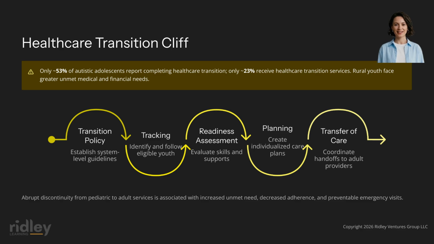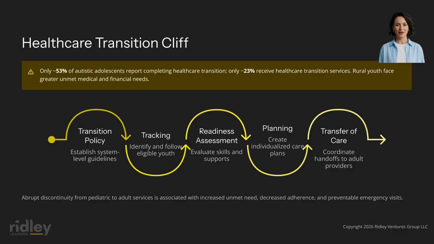The analogous construct in healthcare is the transition cliff, which refers to the abrupt discontinuity that autistic youth experience in moving from pediatric to adult services. This discontinuity is associated with increased unmet medical need, decreased treatment adherence, and higher rates of preventable emergency department use.